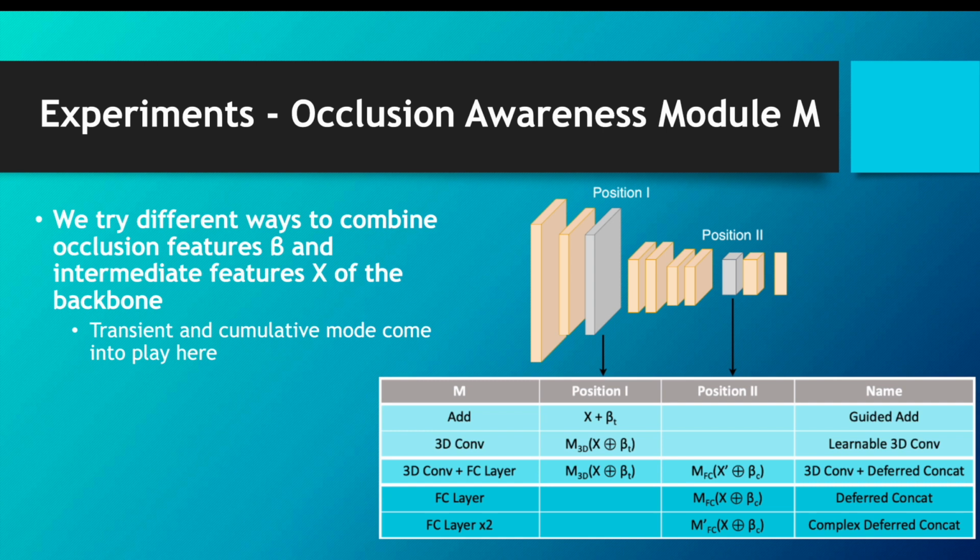So what does the occlusion awareness module do? Its aim is to combine the intermediate features of the backbone with occlusion aware features beta. And this is where the transient and cumulative mode of the occlusion detector come into play. So what we do is, for our experiments, we pick two positions within the backbone.